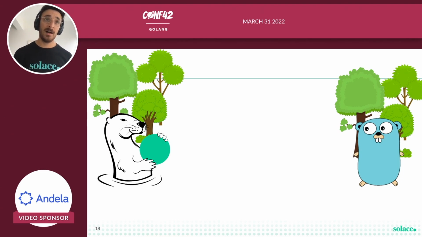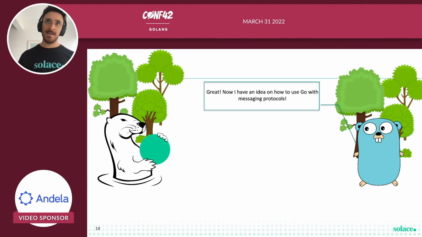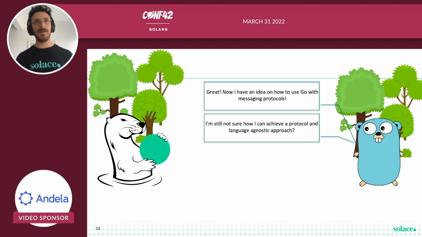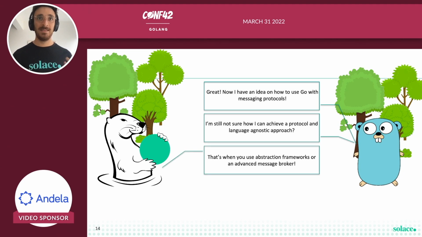Now that we had this demo, Sol is still wondering, all right, great, now I know how to use Go with messaging protocols. I'm still not sure how I can achieve a protocol and language agnostic approach. That's when you use abstraction frameworks or even an advanced message broker.